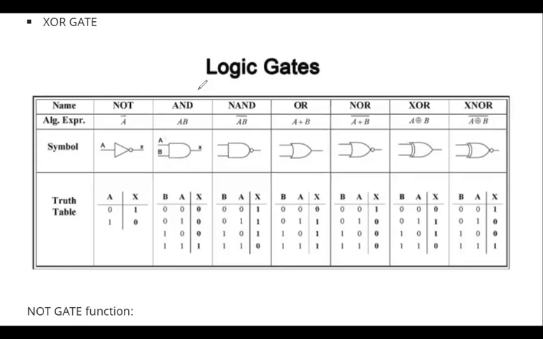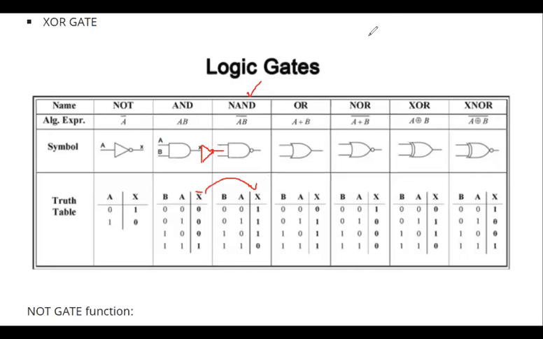Okay, now NAND. What is NAND? Just put a NOT gate in front of the AND gate, then you will get the NAND gate. So just reverse all the outputs of X. So it is X bar. The output X bar is your output of the NAND gate.